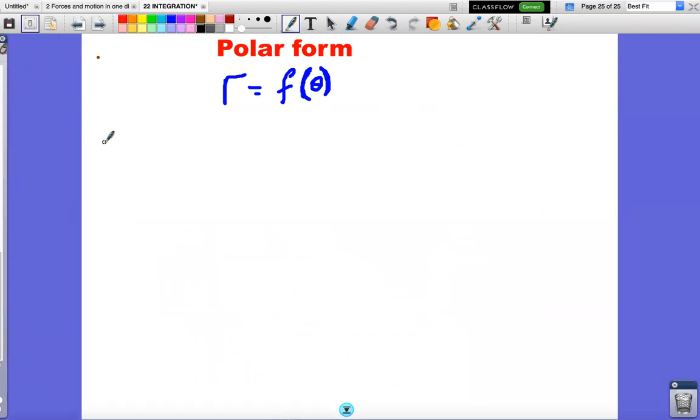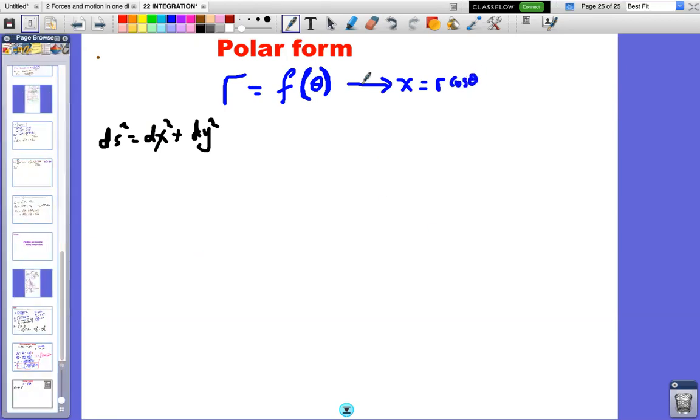You also need to start with ds squared equals dx squared plus dy squared. Now, remember that for a curve in polar form, x is always equal to r cos theta, and y is r sine theta.